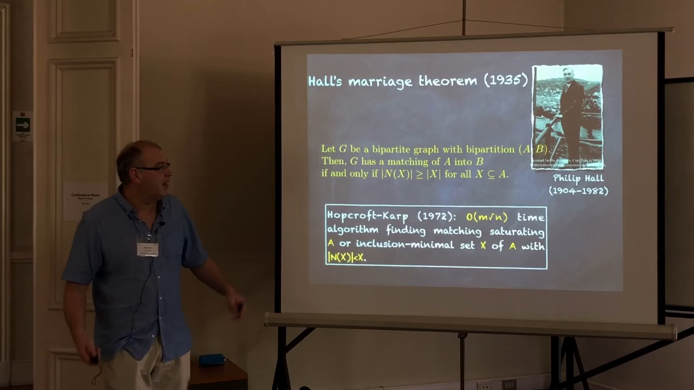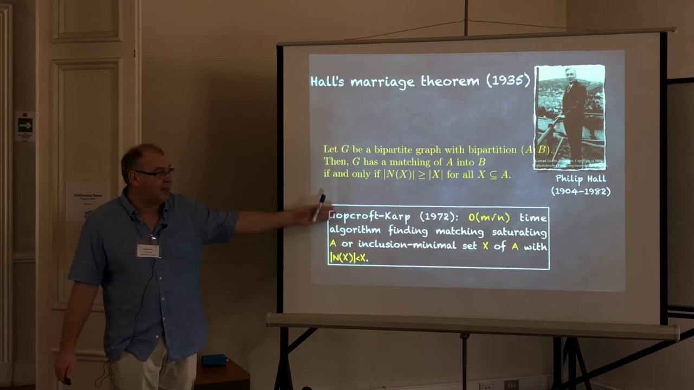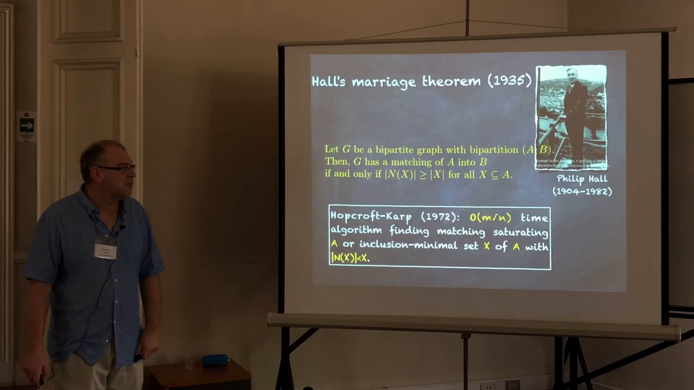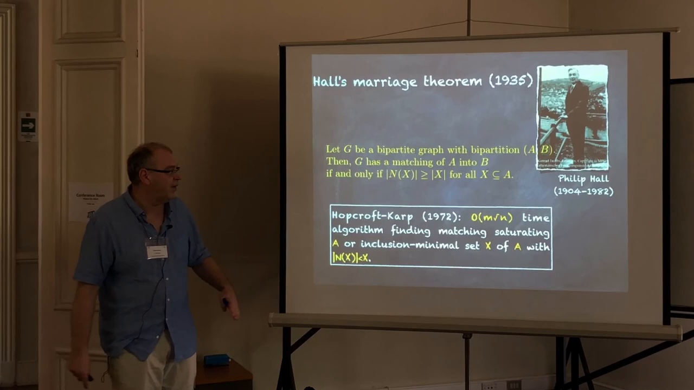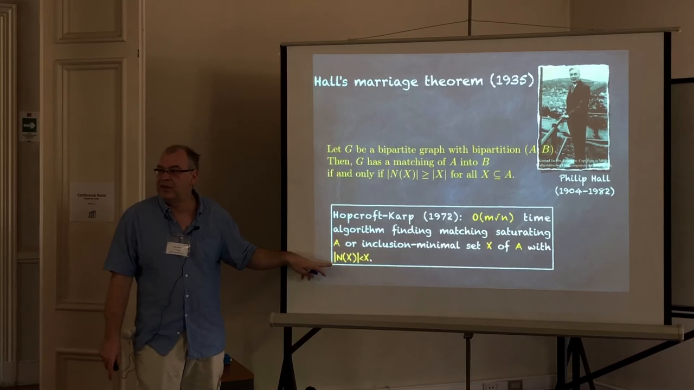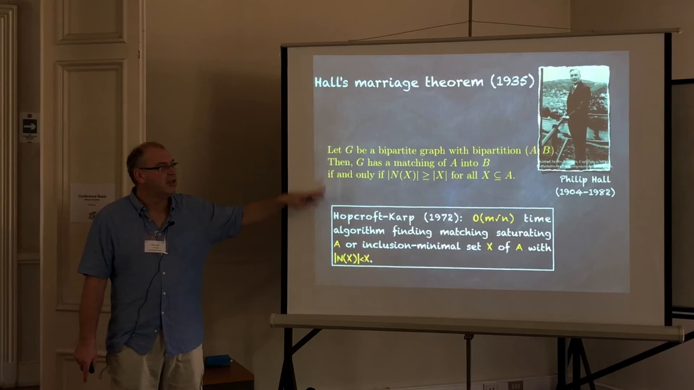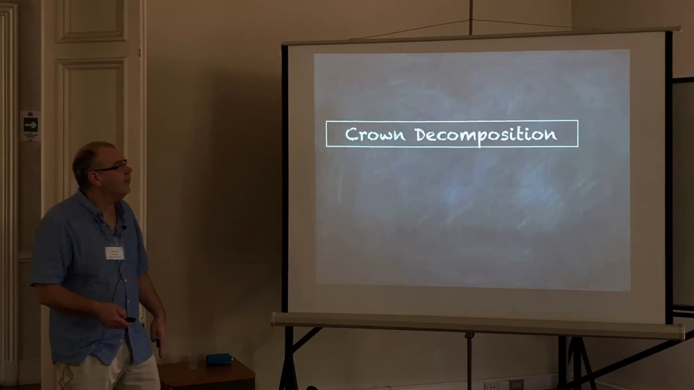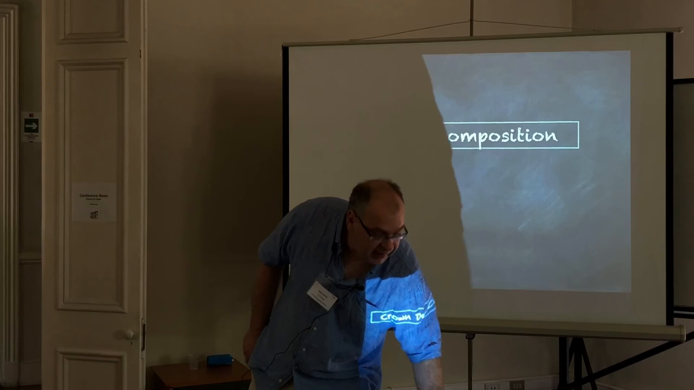And again, by using Hopcroft and Karp, I can compute in this running time an algorithm which finds either a matching which saturates A, so a matching which covers all vertices of A, or an inclusion-minimal set X which doesn't satisfy this condition. So this theorem is very constructive, and there is a quite efficient algorithmic version of it. Okay, so this is what I will start from on Thursday.